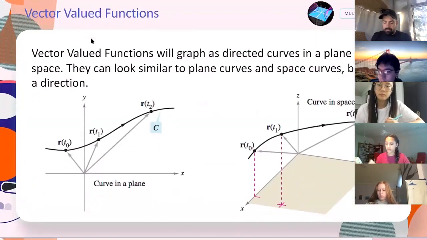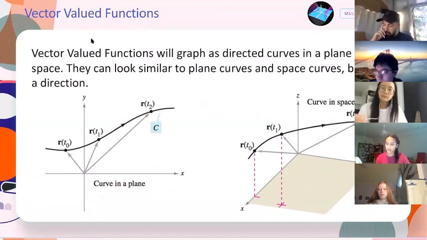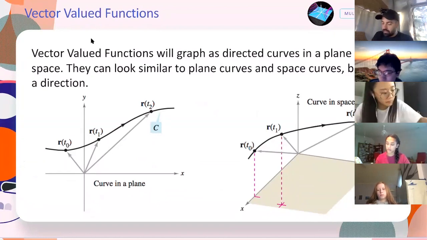So yeah, they'll kind of look like this. The gray parts, we don't graph that part. Okay, we'll have this curve. The gray parts are basically the vectors we get. So say we plug in t naught, it's going to point us to the point on the curve where we are at whatever t naught is, and t sub 1, t sub 2, and so on. Okay, in space, same exact idea.